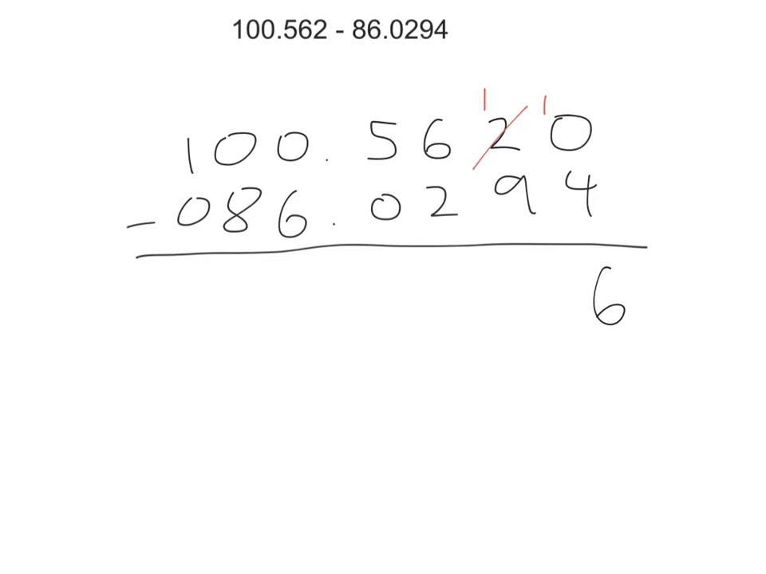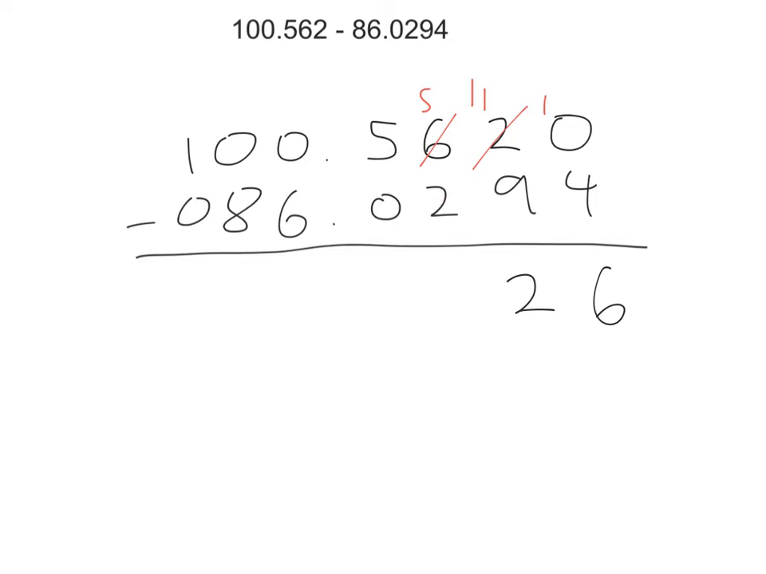Okay, so now we have 1 minus 9. Again, we can't do that because the top one is smaller than the bottom one, so we need to borrow 1 from the next column. So 6 minus 1 is 5, and we take the 1 we borrowed and put it next to the 1. So now this becomes 11 minus 9, which is 2.